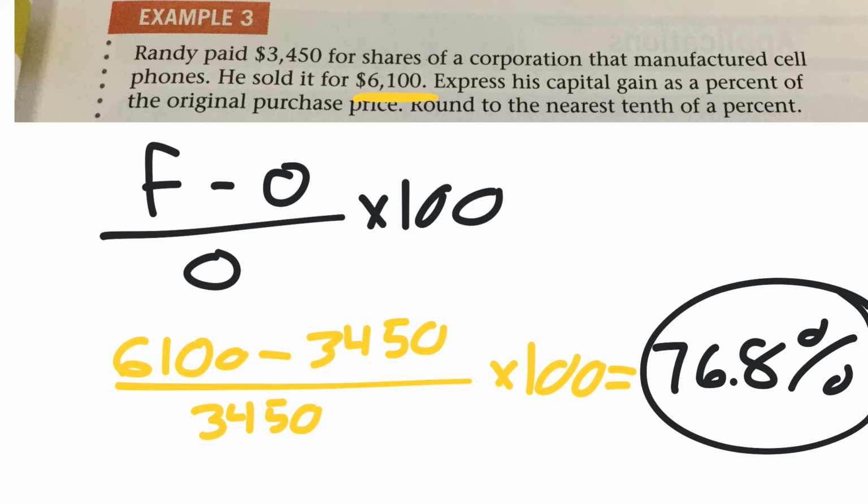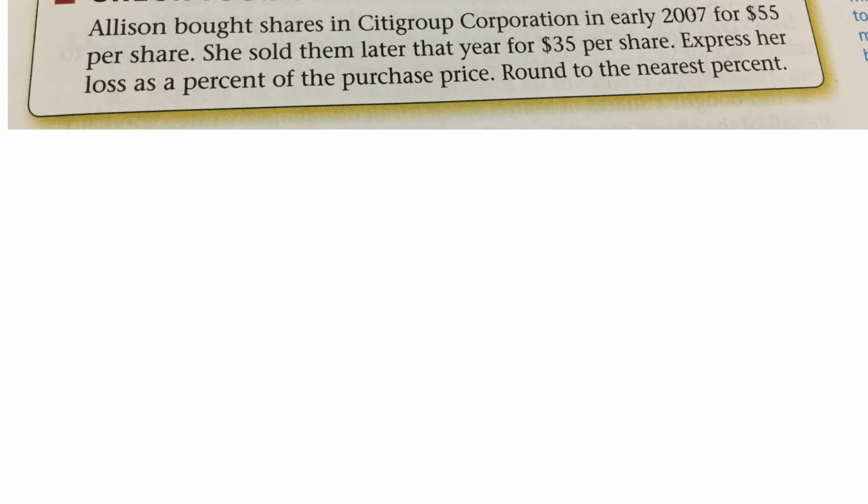So it almost doubled, right? 100% growth is doubling your investment. So he gained 77% on his investment, which is a pretty good return. Okay, try this one on your own. Pause the video.